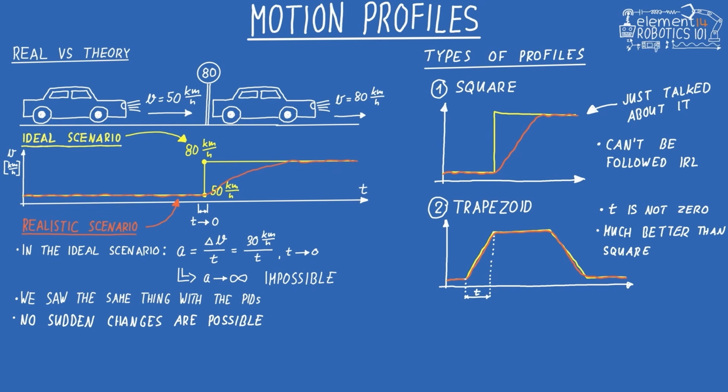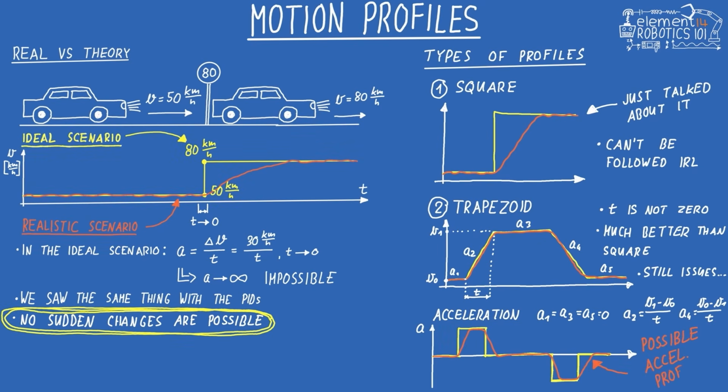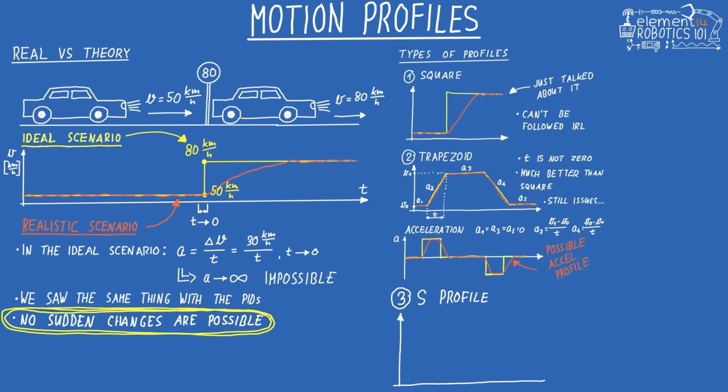This is much better because our time is no longer zero. However, it is still not perfect. If you look at the acceleration graph for this profile, it still demands instant jagged jumps in acceleration at the corners. So while much closer to reality, this exact shape is still not possible. To get a truly smooth, realistic movement, we use an S profile.